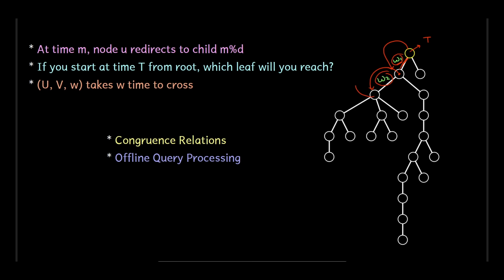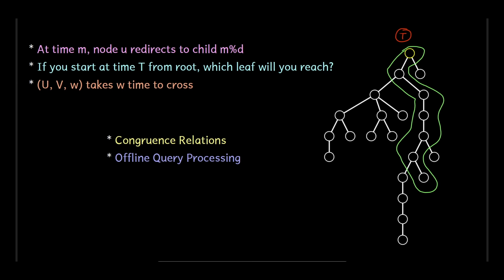And once you get this time, this will act as the m that I just talked about. M would be t plus w1 plus w2, and depending upon what the modulo of this m is, there will be a unique child to which you have to jump from this node. So you continue your journey like that. Then you can see that the answer for a fixed time is unique. If I fix the time, there is a unique sequence of steps that you have to follow, such that you finally arrive at a leaf node.